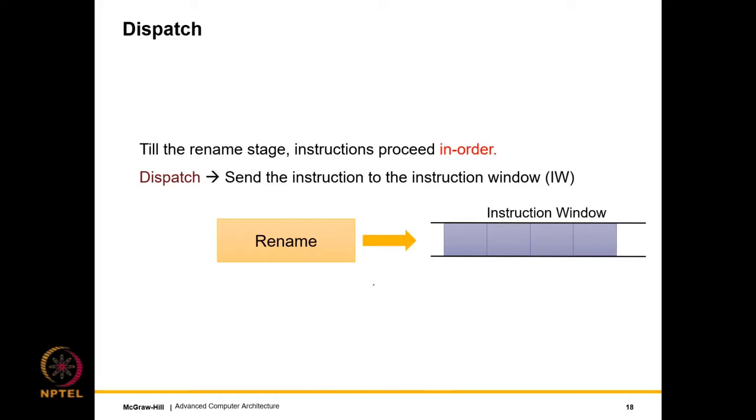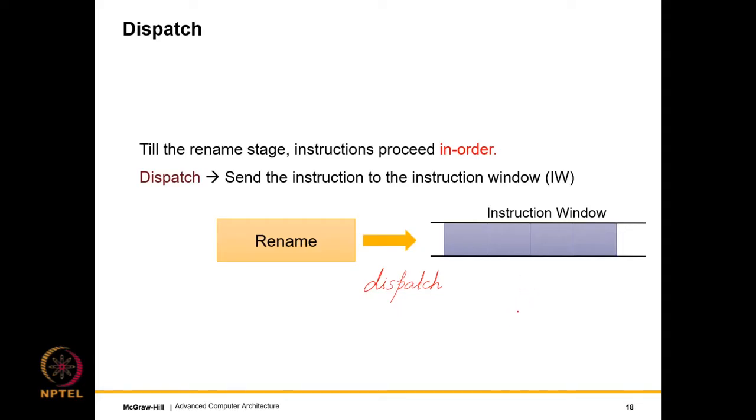This process is known as dispatch. Different books or different sources can use different terminology, and some might confuse dispatch with a related term called issue. But we will use the convention that transferring instructions from the renaming stage to the instruction window is the dispatch stage.